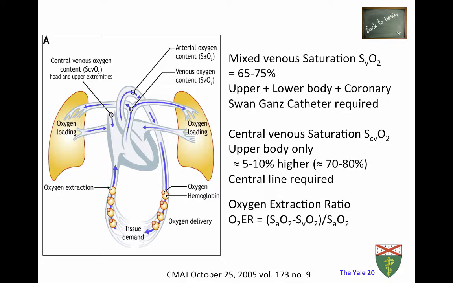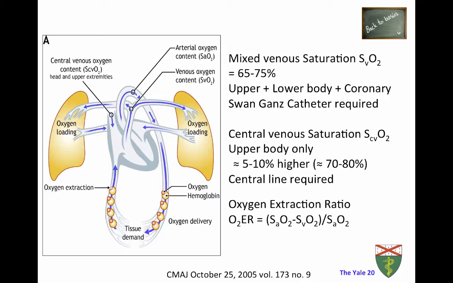The next, more exact measure is the mixed venous oxygen saturation, which consists of a mixture of blood coming from the upper body, the lower body, and even the coronary arteries. Now, while this is a better number, it's a little more of an involved process to actually obtain and requires the placement of a Swan-Ganz catheter.